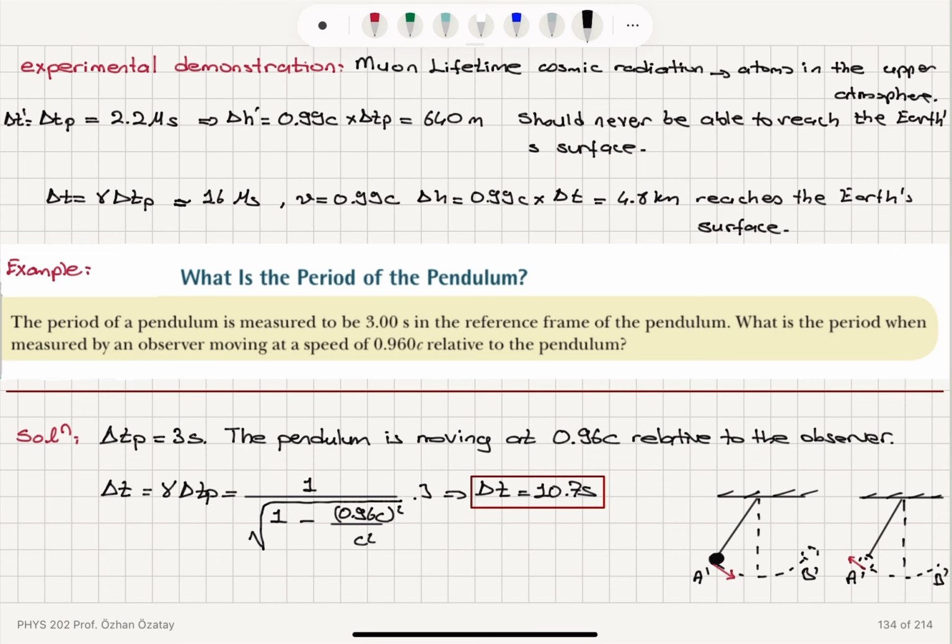And once again, this periodic motion begins at A prime in the reference frame of the pendulum and ends at A prime in the pendulum frame. Therefore, the pendulum must be measuring the proper time interval. All right, let's look at one more example.